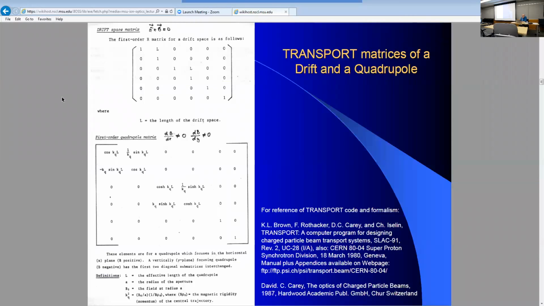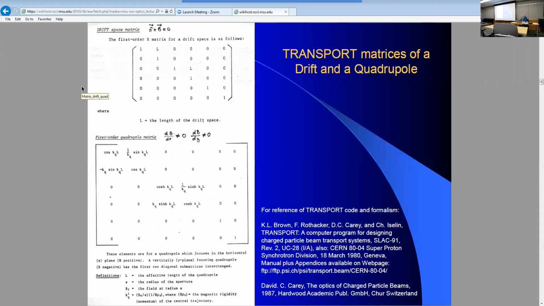But even the drift does something. Of course, if you drift a particle on the central ray, it will just stay on the central ray. But if you open up an angle, it will end up somewhere else, even if you don't have a force. And that is provided by this parameter L.